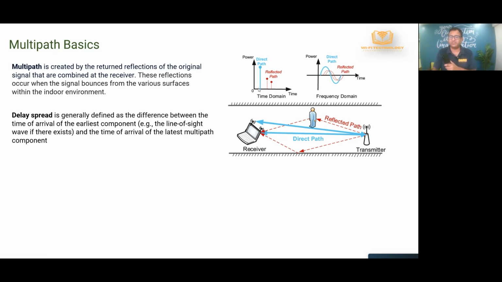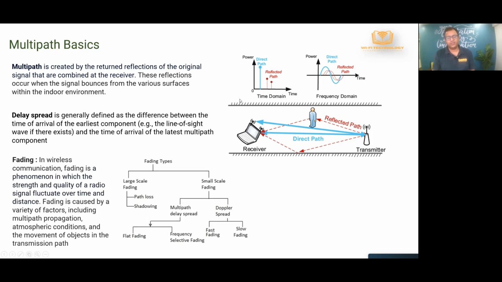The receiver will receive multiple copies, some reduced in amplitude because of path loss, some distorted in phase, and so on. So that's what's called multipath. And there is this concept called delay spread. The delay spread is nothing but the distance in time between the first received copy of the signal and the last received copy of the signal. So the difference between these two is called the delay spread.